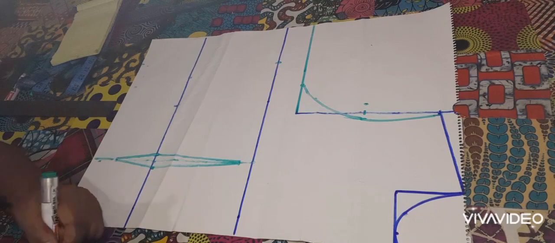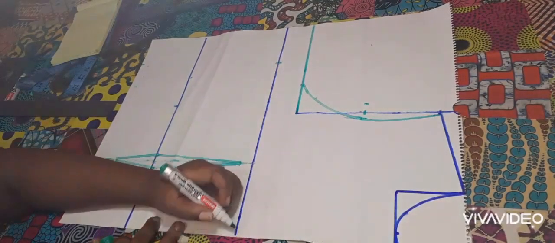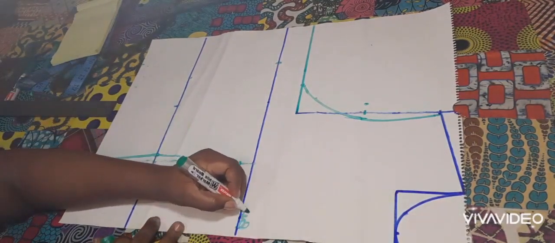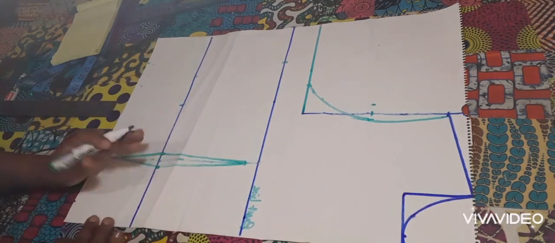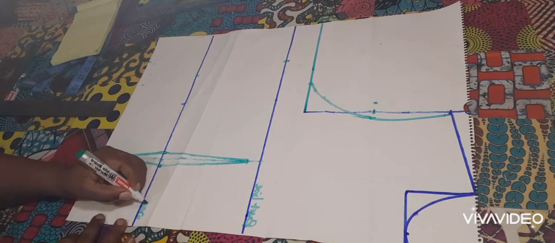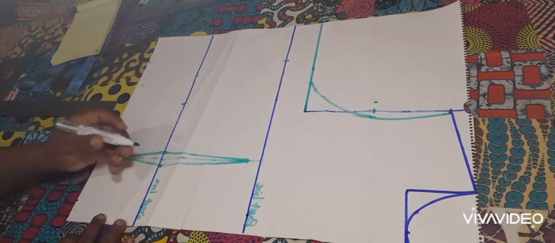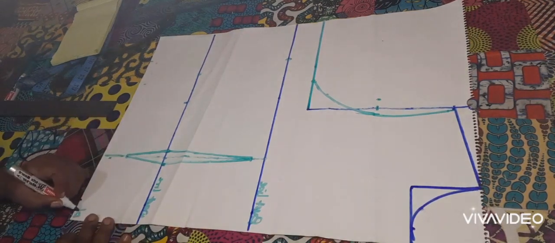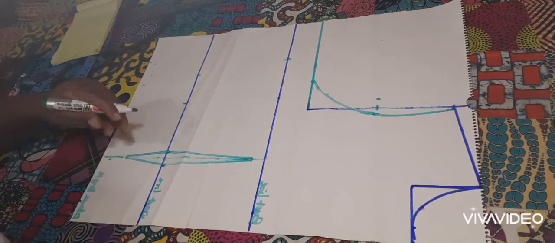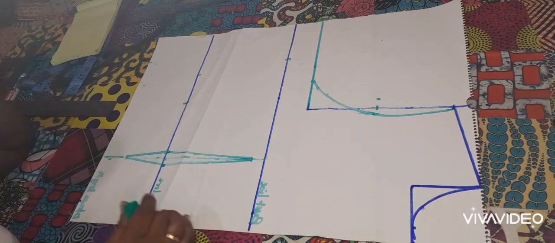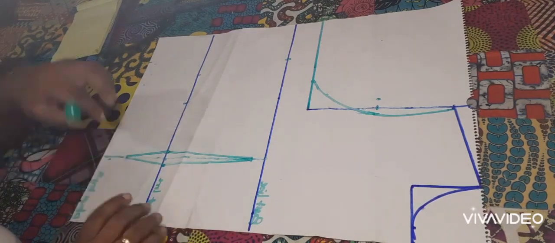So before we go further, we're going to label. This is our bust line, and this is our waistline. This is the blouse length. So we've gotten the waist darts here. Now we're going to get the side darts.